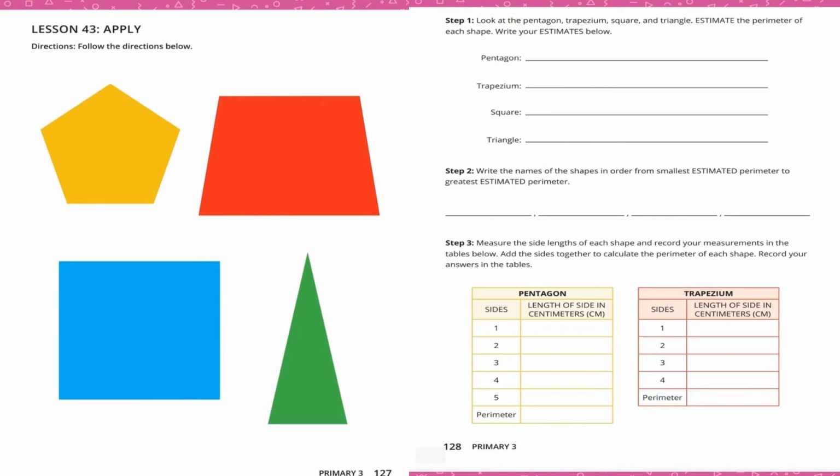Lesson 43. We have some shapes here. I want to find their sides length by 2 ways. The first way is by estimation. The second way by measuring. If we want to measure, we will use our ruler. It's very easy.